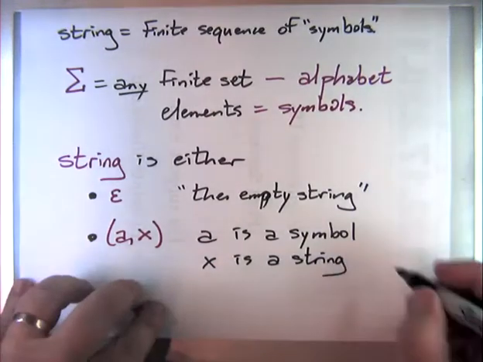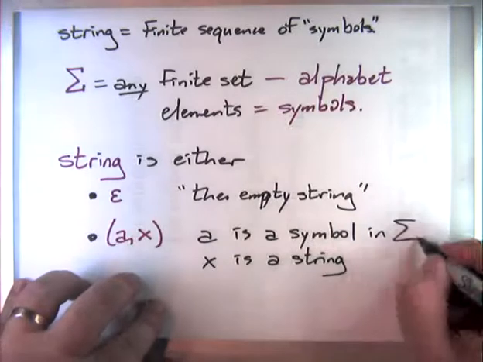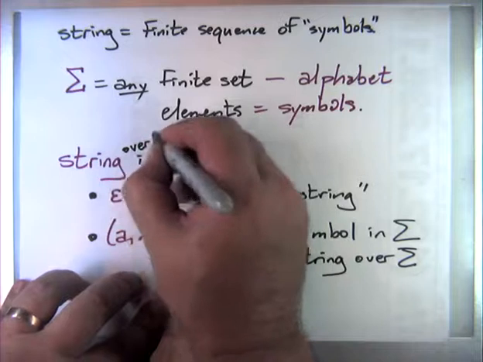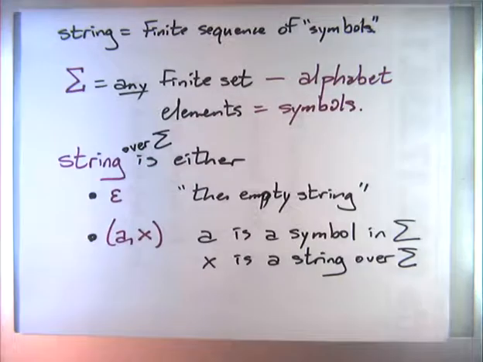And I have to be very careful here. This is a symbol in my fixed alphabet, and this is a string over that fixed alphabet, and what I'm defining is a string over that alphabet. So a binary string, a string of bits, is either nothing, or it's an ordered pair consisting of a bit and a string of bits. Right, now this is the canonical example of a recursive definition. It seems to be circular, but it isn't.